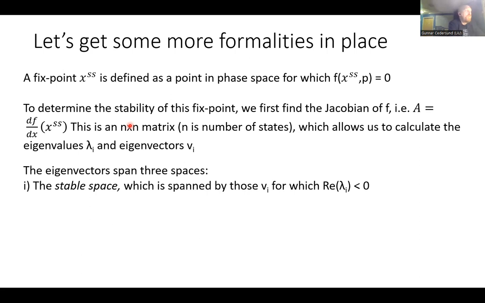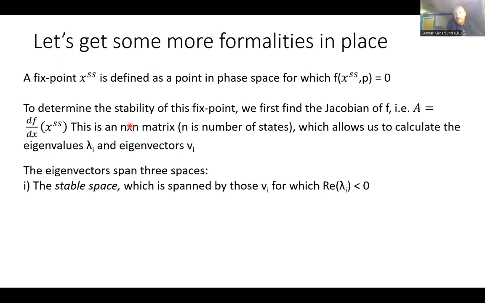The most common and most important one is the stable space. So this is the one where things are contracting and they are moving towards the fixed point. And this is spanned by those eigenvectors whose eigenvalues have a real part, so they might be complex numbers. So the real part of the eigenvalues has to be less than 0. So all of the eigenvectors that correspond to an eigenvalue where the real part is smaller than 0, they will locally converge exponentially towards the fixed point.